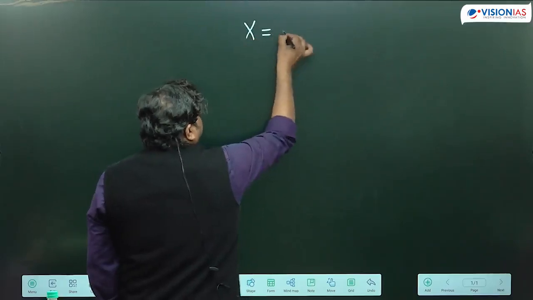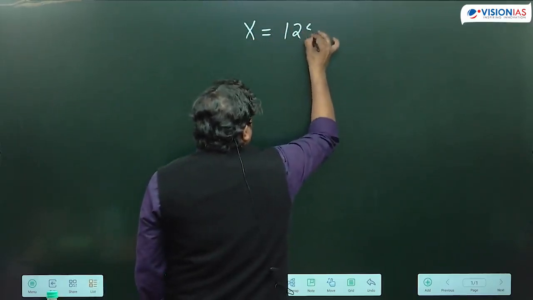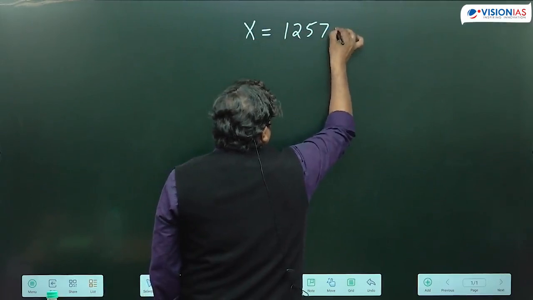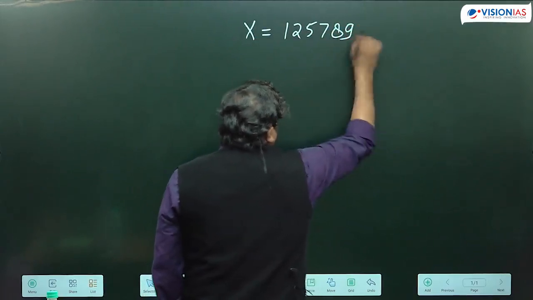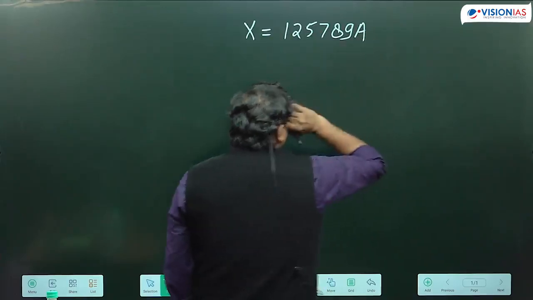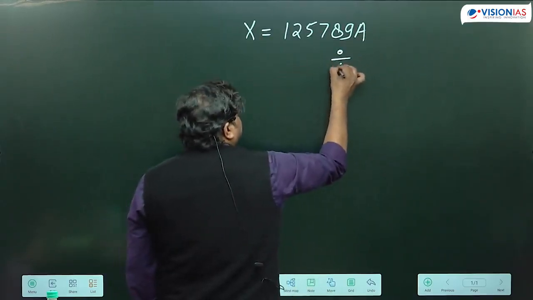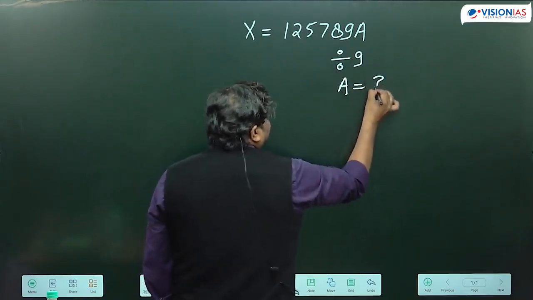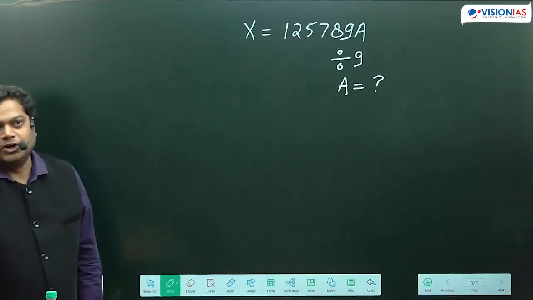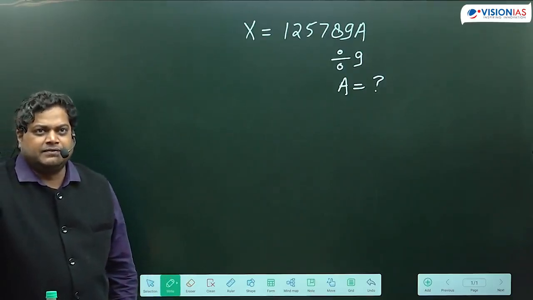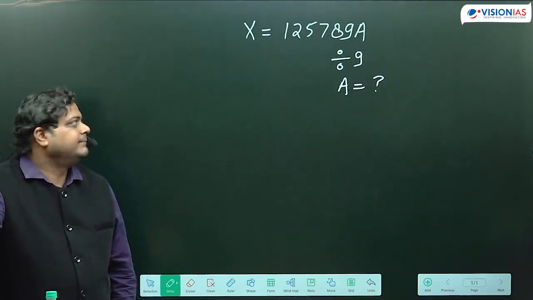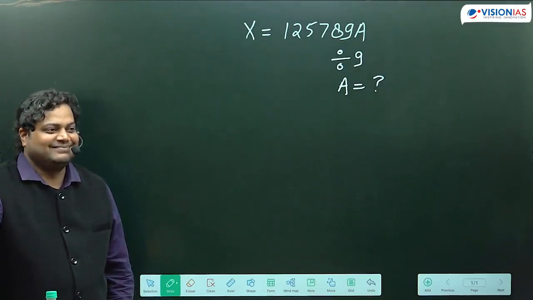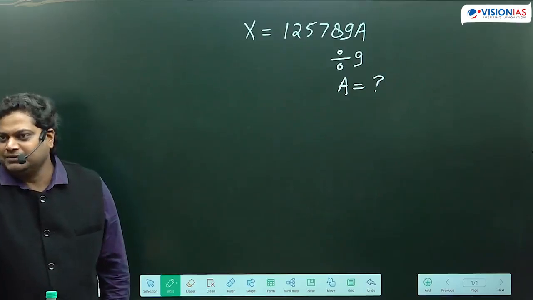If x is equal to 1, 2, 5, 7, 8, 9, a, this number is completely divisible by 9. How many possible values can a have? Only one value.